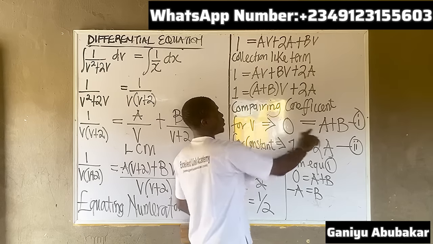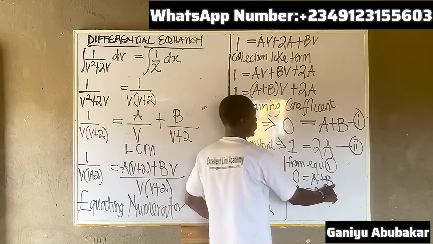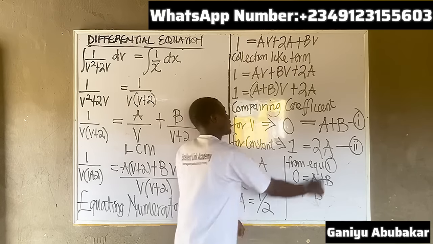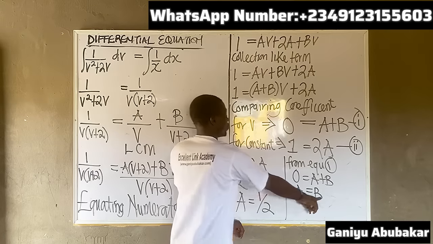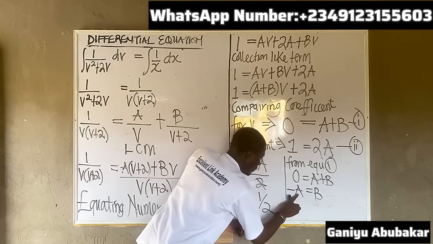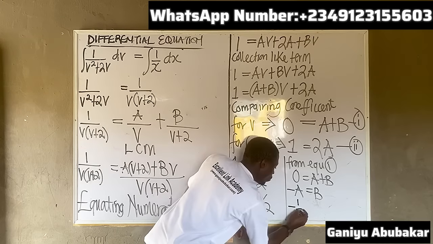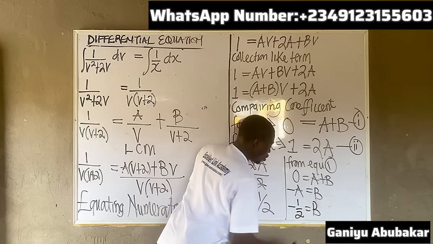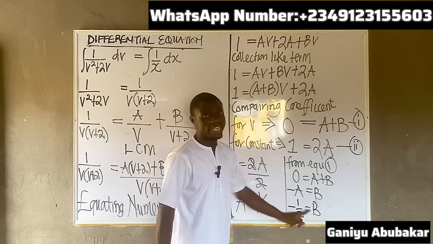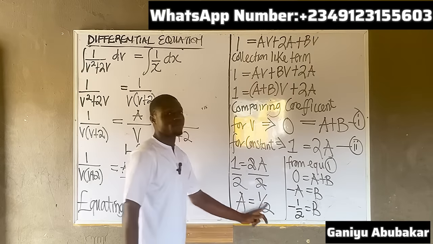From equation 1, this one here, I have 0 equals A plus B. Next step, take this A over, that gives you negative A equals B. That gives you negative A, negative 1 over 2, equals B. So it means that B is negative half, while A is plus half.